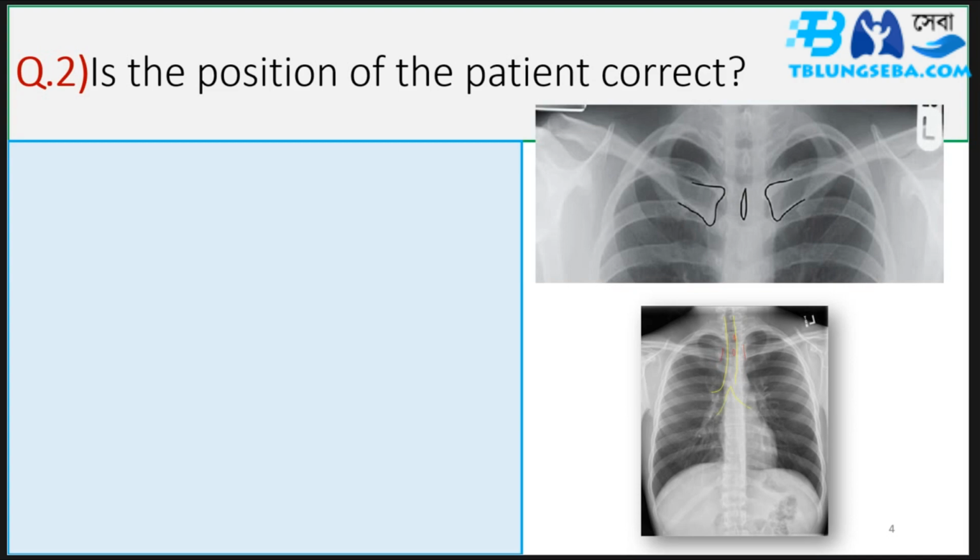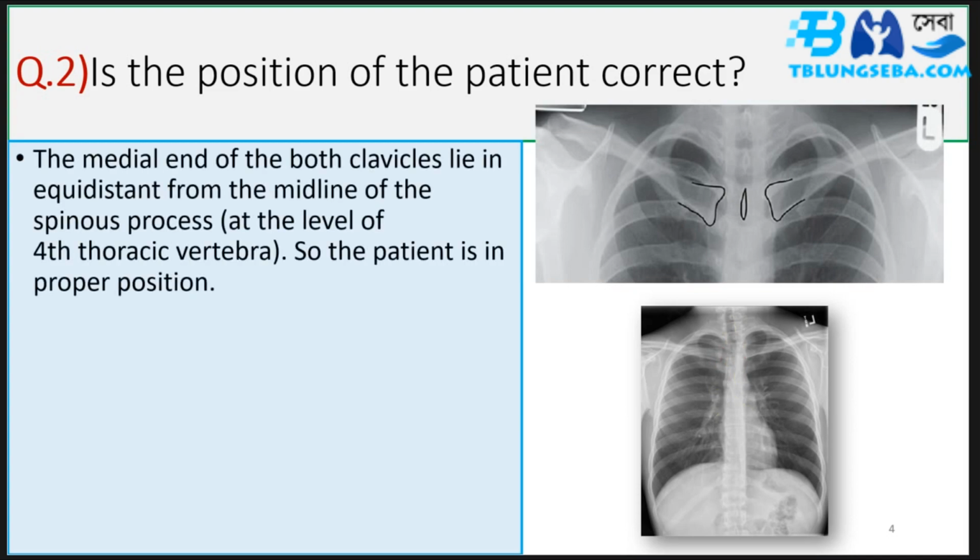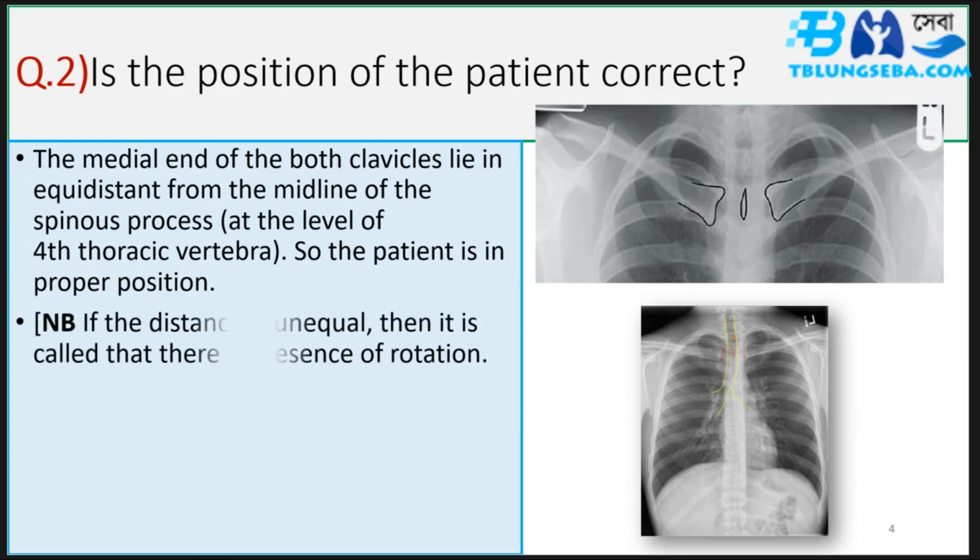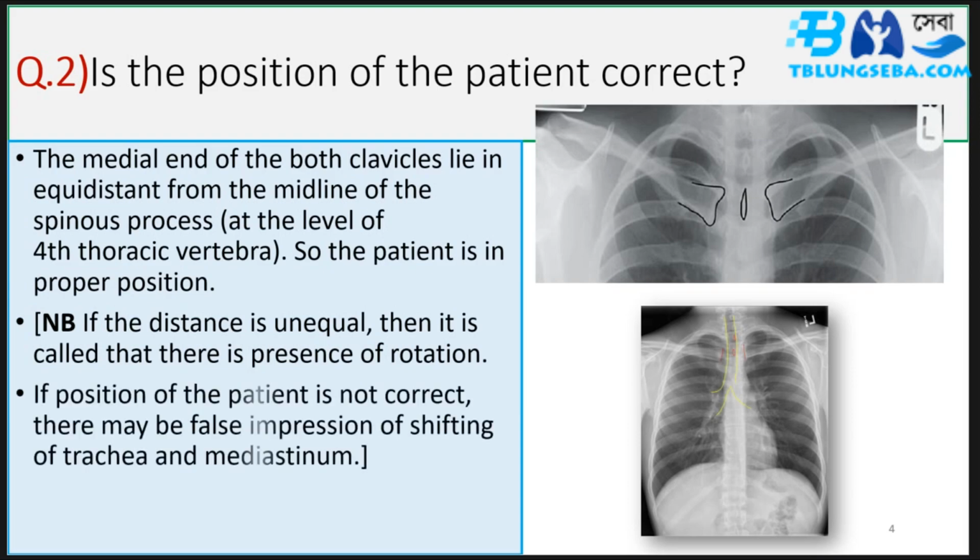Q.2 Is the position of the patient correct? The medial ends of both clavicles lie equidistant from the midline of the spinous process, at the level of the 4th thoracic vertebra. So the patient is in proper position. NB: If the distance is unequal, then there is presence of rotation. If the position of the patient is not correct, there may be a false impression of shifting of trachea and mediastinum.